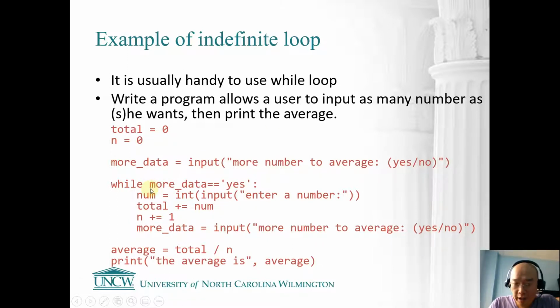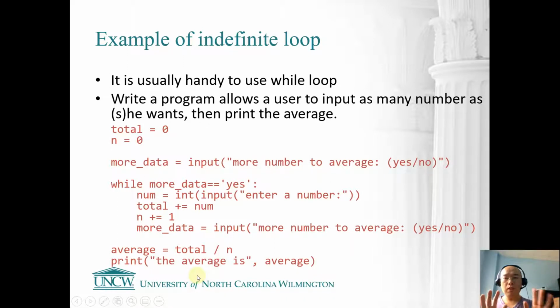As long as the more data answer is yes, which means the user is going to give me another number, I start the iteration again. I ask for the number, add the number to the total, and increase n by 1, and eventually ask the user, do you have more numbers to give me? If the user's answer is no longer yes, then I do the total divided by n, and that is the average, and I print the average.